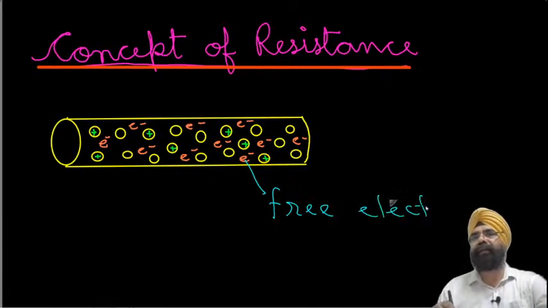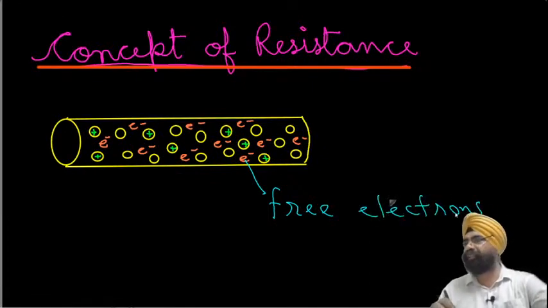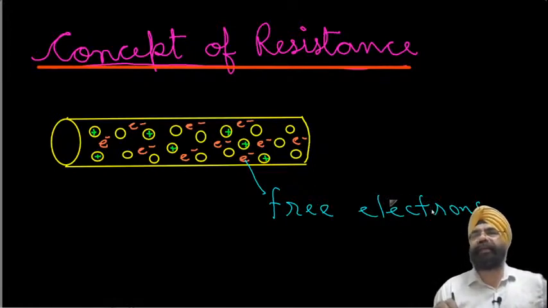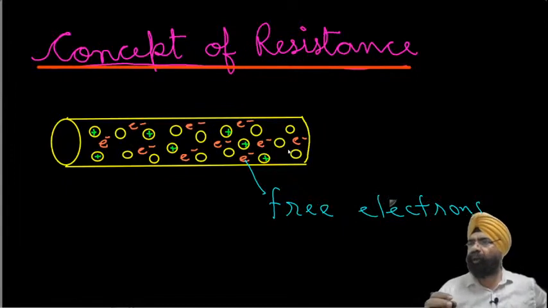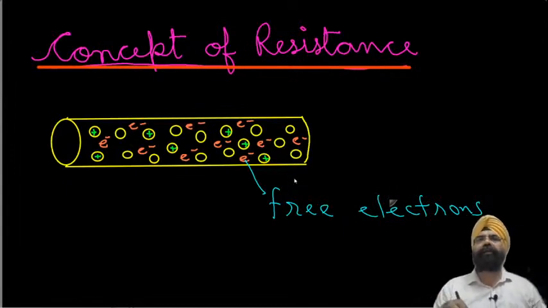It is the presence of these free electrons which makes a material a conductor or a non-conductor. If there are free electrons, of course it will help the current to pass through it, and if there are no free electrons, then current will not pass through it, then it's a non-conductor. All of you know that, right?